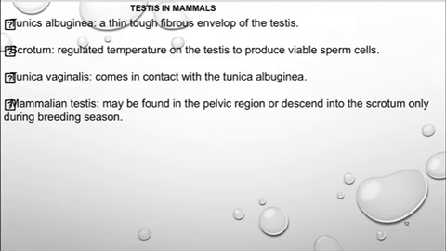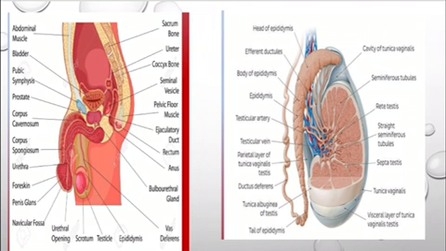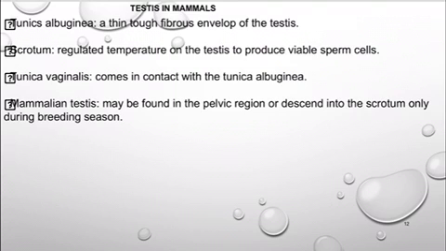The mammalian testis may be found in the pelvic region, or it may descend into the scrotum like you find in humans. For some mammals, it's found in the pelvic region. It only descends into the scrotum during the breeding season. But in humans, the testis is always in the scrotum. So right here is the penis. So the testis may be found in the pelvic region or descend into the scrotum during breeding seasons in some mammals. For humans, the testis is always in the scrotum.